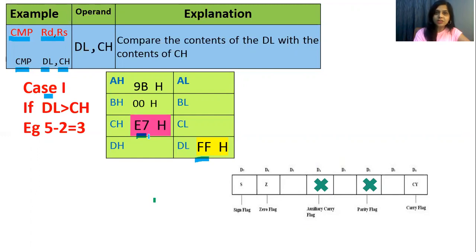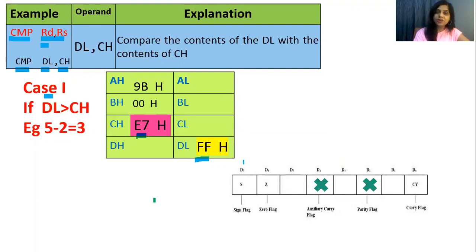Now what happens in the compare instruction? It will subtract the contents of the CH register from the DL register. That means it is DL minus CH. Remember that in the compare instruction it is always subtraction of RD minus RS, subtraction of RS from the destination register. But it will not change the result. That means it will not change the contents of the destination register. It will only affect the flags.